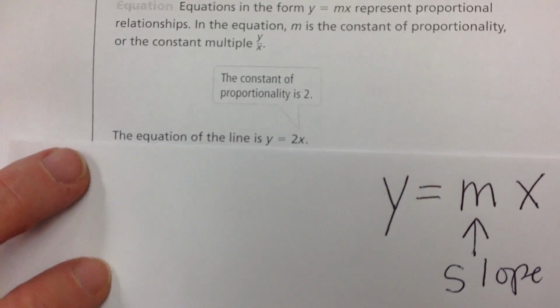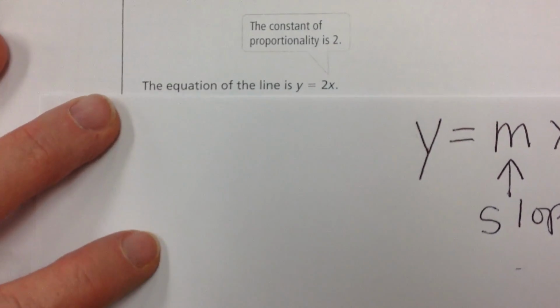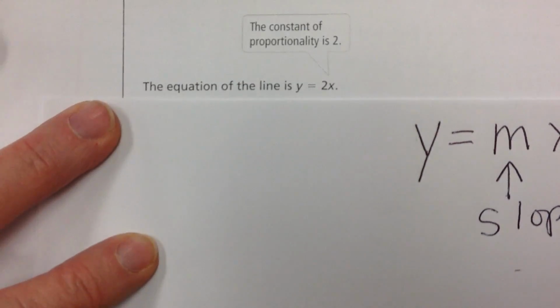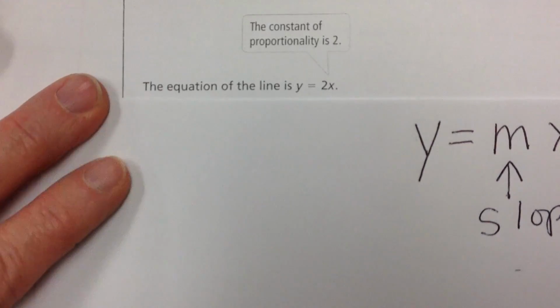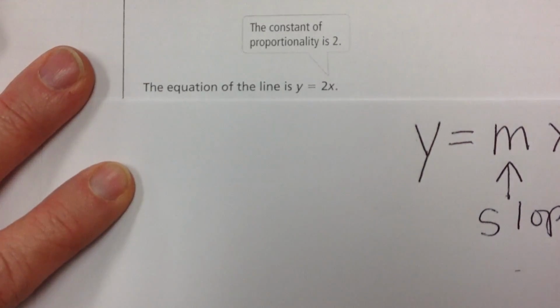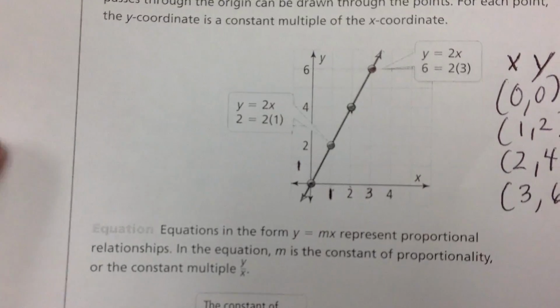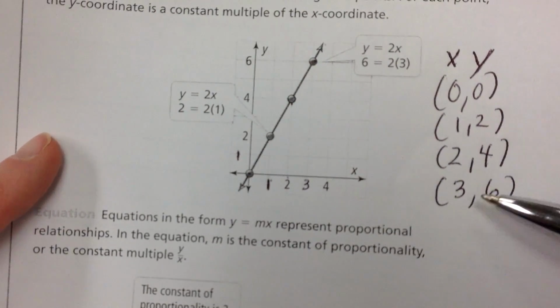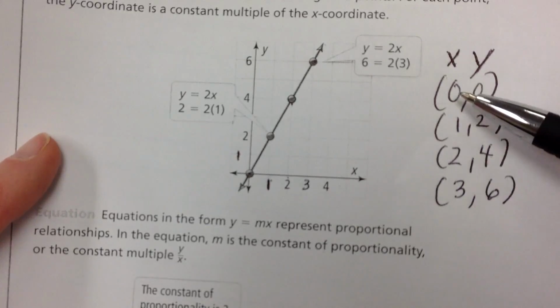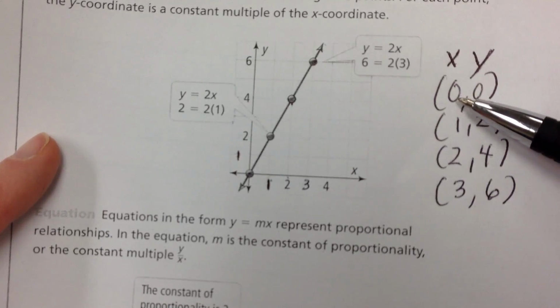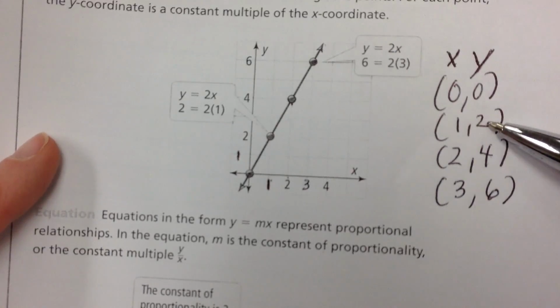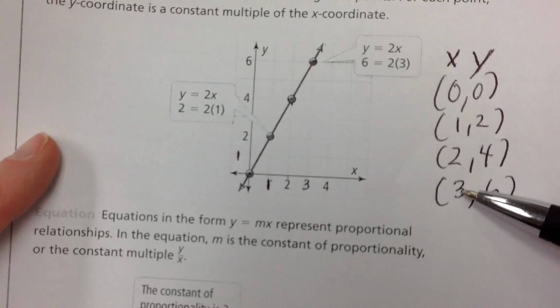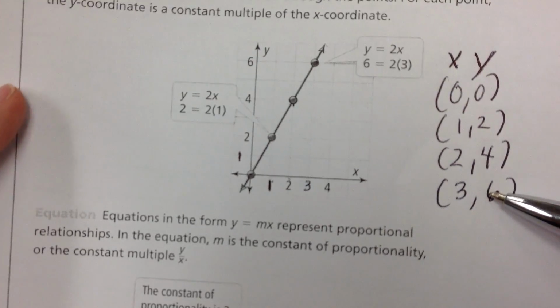So, we learned in our problem, we were told that each y value is twice the x value. Going back to those points, each y value was twice the x value. Remember, we multiplied every x times 2 to get y. 0 times 2 was 0. 1 times 2 was 2. 2 times 2 was 4. 3 times 2 was 6.